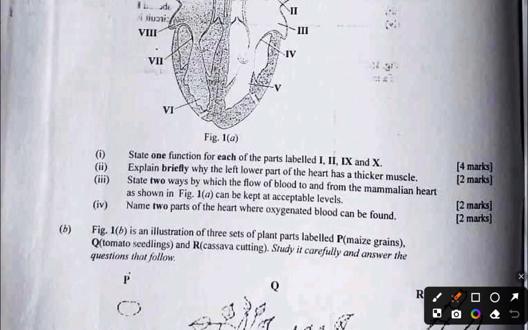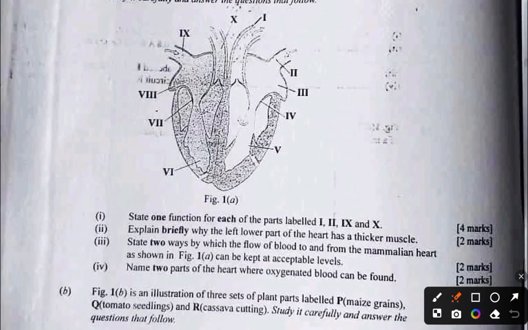So we are asked to name two parts of the heart where oxygenated blood can be found. After the blood has escaped the heart through the pulmonary artery, it has to get back into the heart again to be pumped to all parts of the body. And the oxygenated blood fills this part of the heart. So when it fills this part of the heart, it now travels out through the aorta to all parts of the body. So the upper part of the left side is called the left auricle, and the lower part is called the left ventricle.